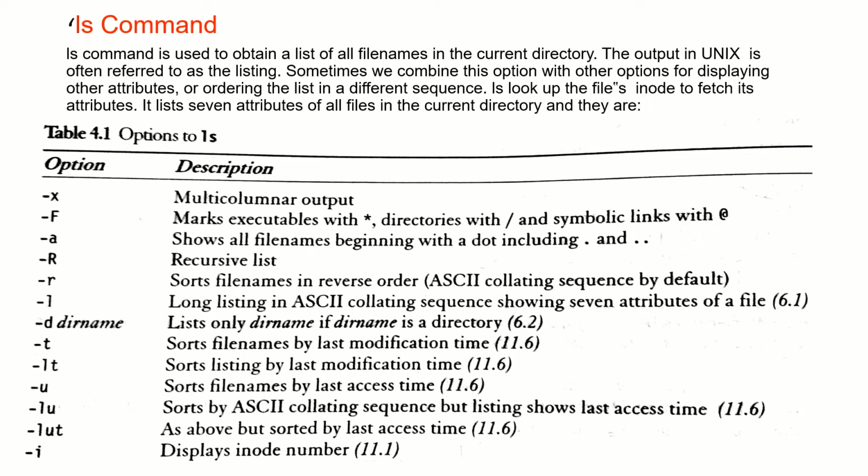-d refers to directory names. And -lut sorts by last access time. -i displays inode numbers. These are some examples of options we use with the ls command.